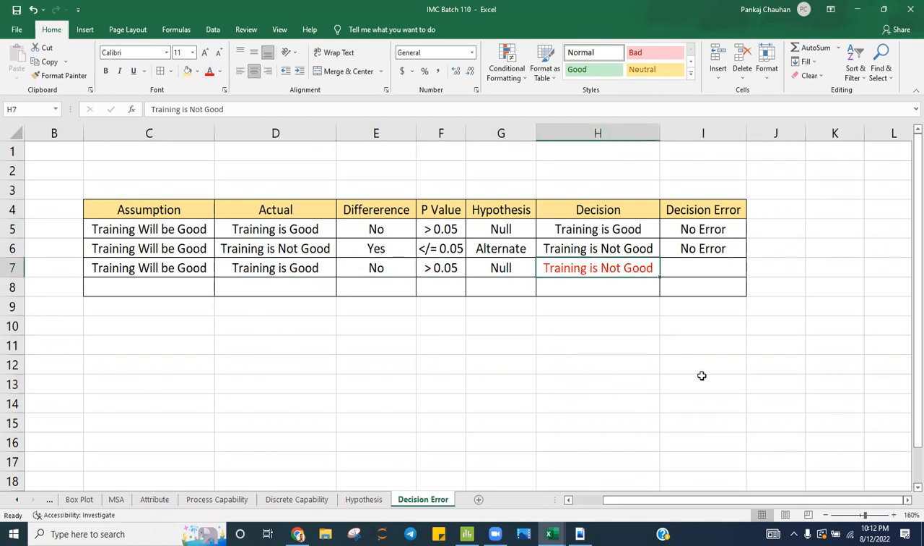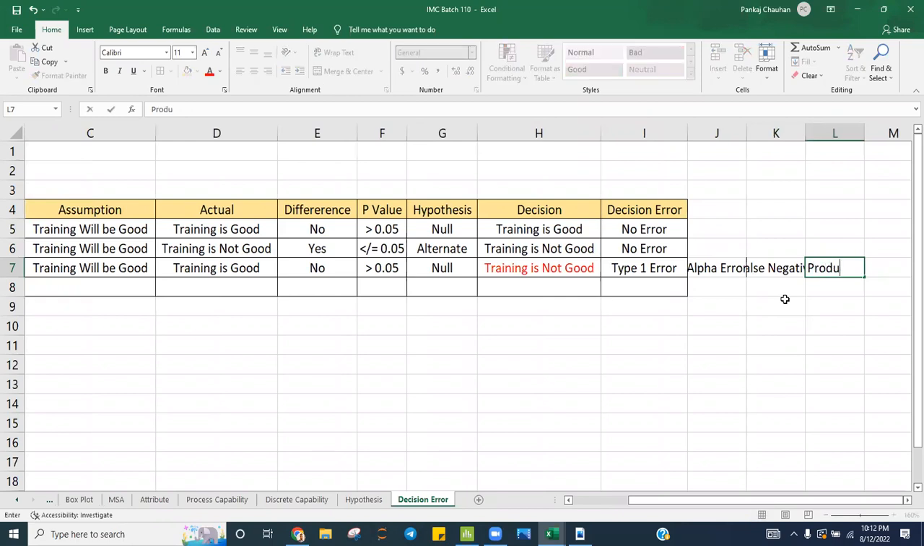No. There is a decision error you are making, which means the statistics is telling something else, which means training is good. But practically you are telling training is not good. So that is the decision error you are taking. And this decision error is called a type 1 error, or alpha error, which is also called false negative, or this is called producer risk.